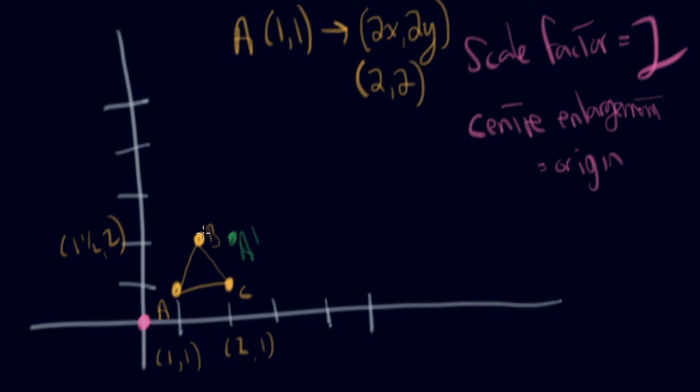Okay. How about the new B? So what would the new B be at? So if it was 1.5, 2, and I had to double it, it'd be at 3, 4. So that would be the new B. And what about C? It'd be at 4, 2. Right there. Like that. So now I've enlarged it by a scale factor of 2.